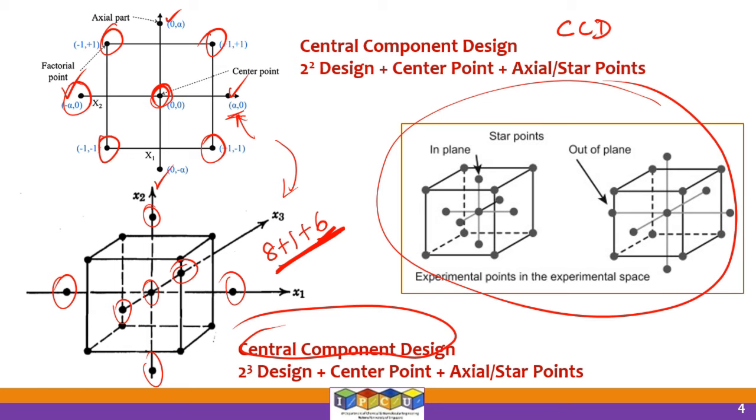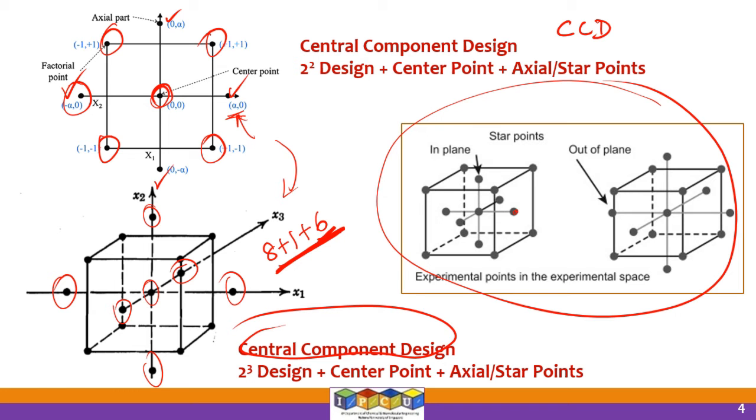So what I showed here is the axial points, the 6 star points are outside of the cube, but you can also have the 6 star points located on the face of each cube. Instead of projecting outside of the cube, you can have it on the face of the cube itself, right? So you can have it as internal, or on the face of the cube, or outside the face of the cube, right? So all those variations are possible.